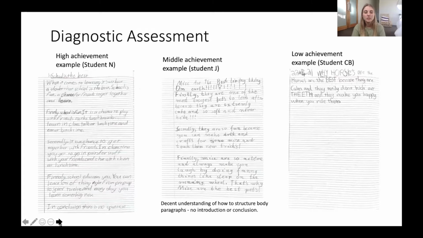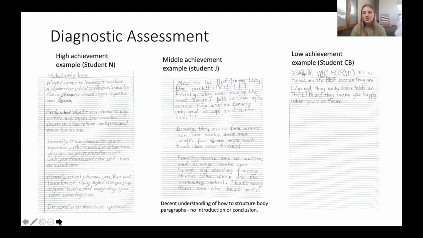Now my diagnostic assessment, as I mentioned, a lot of the students, this was a new topic for them, and because of that, I didn't want them to feel overwhelmed if I just told them to write a persuasive text without giving them any more information. So before the diagnostic assessment took place, we read through a persuasive text. The persuasive text was "Dogs are the best pets." We just looked at the general structure to give them an idea. So they did have some background information, but I didn't provide them with a lot.